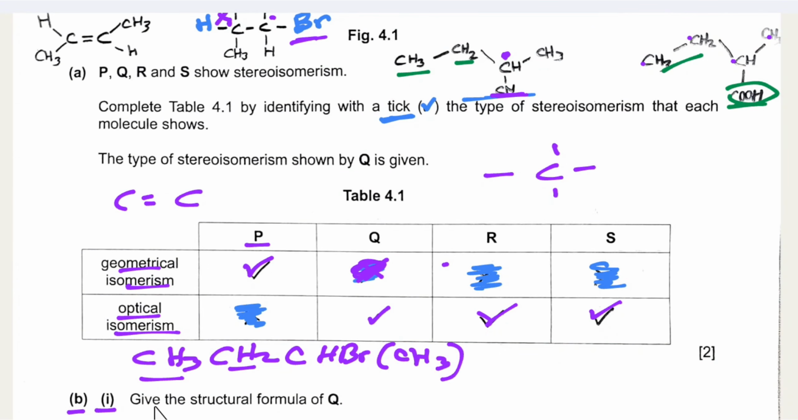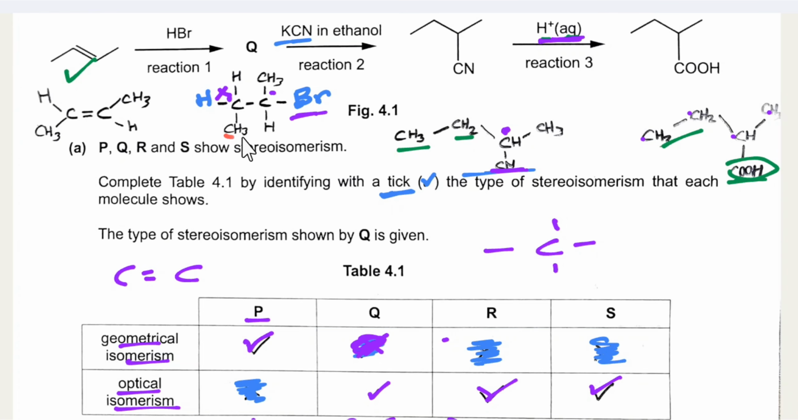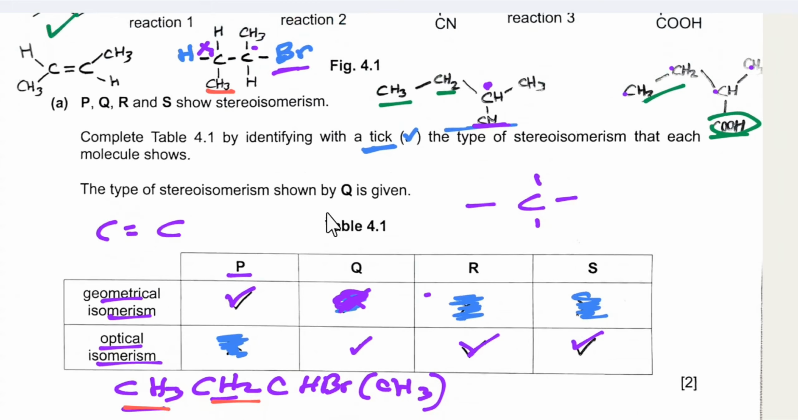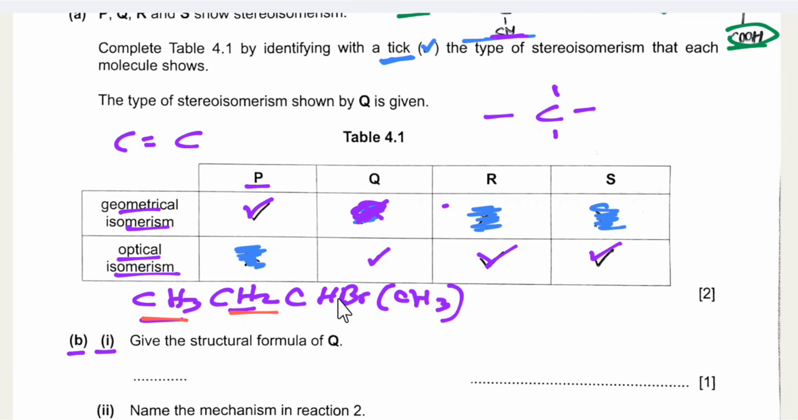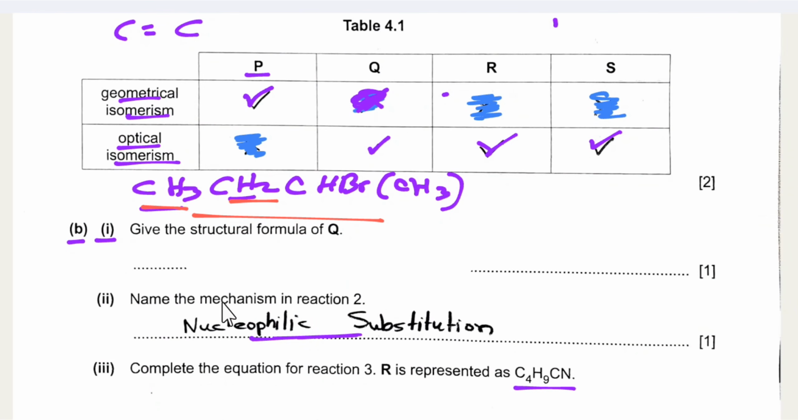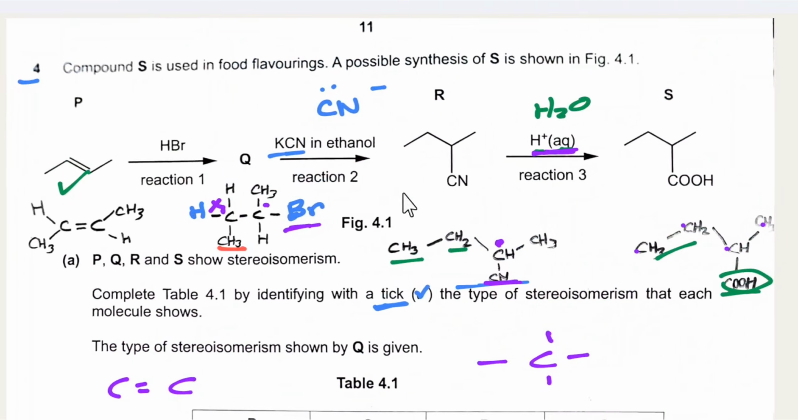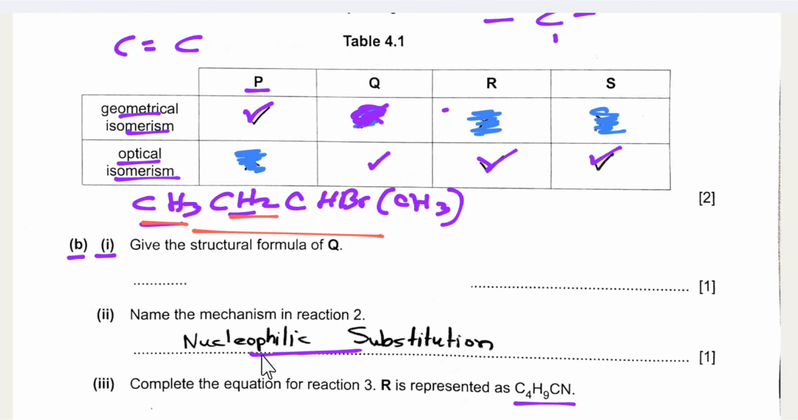B part 1, give the structural formula of Q. So what is Q? Q contains CH3CH2CHBrCH3. So this is the structural formula for Q. Then name the mechanism in reaction 2. For reaction 2, we can see that KCN in ethanol is used, so nucleophilic substitution occurs, and the Br nucleophile is substituted by the CN nucleophile. So this is an example of nucleophilic substitution.